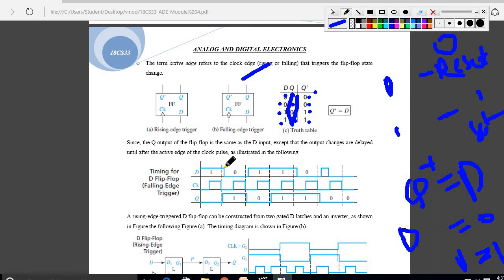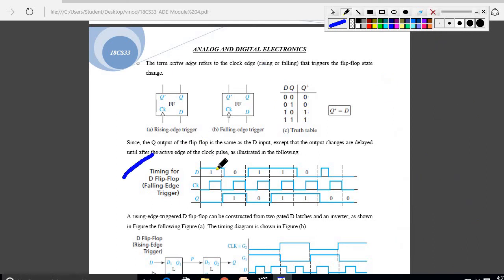According to this, you have to write the timing diagram of that D flip-flop. See here, this is a timing diagram. D inputs are given and the clock is given, then the Q values. Here one more thing you have to write: make one more column and write the Q plus value. That is just what I told.